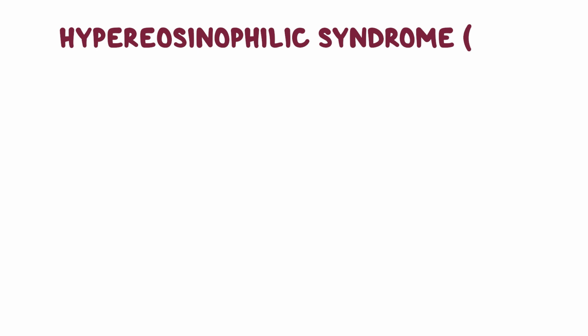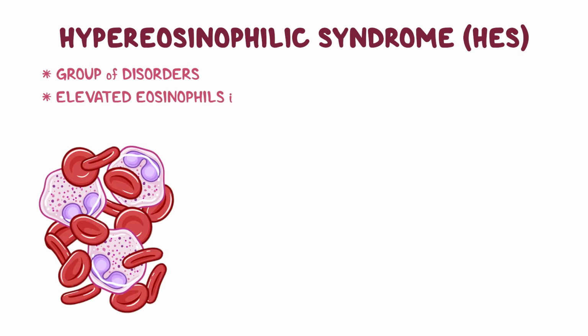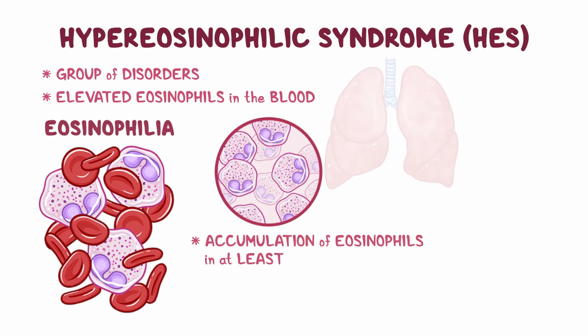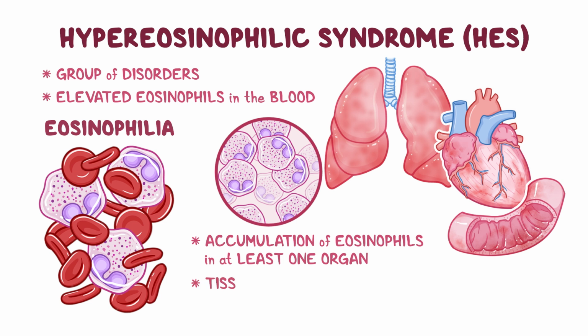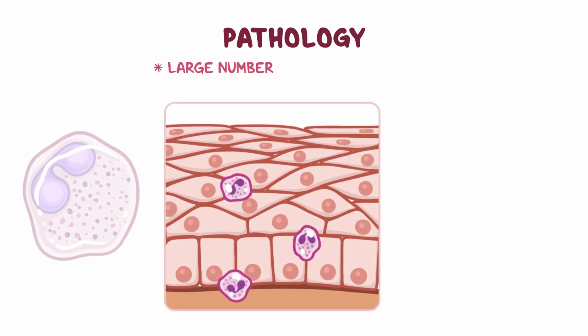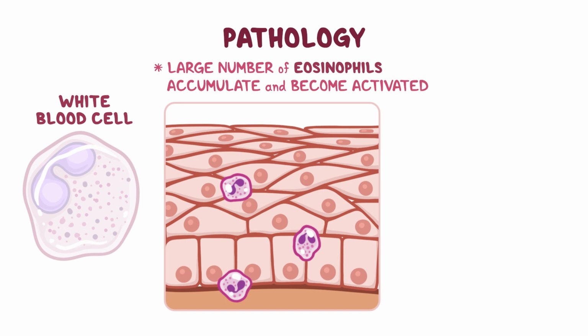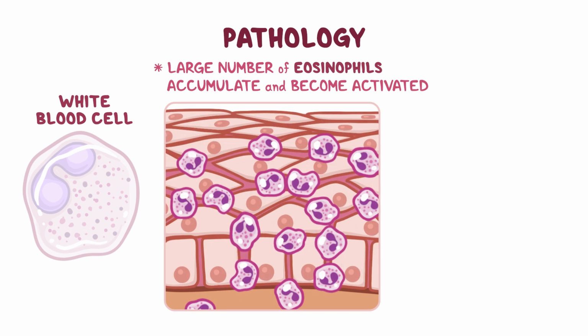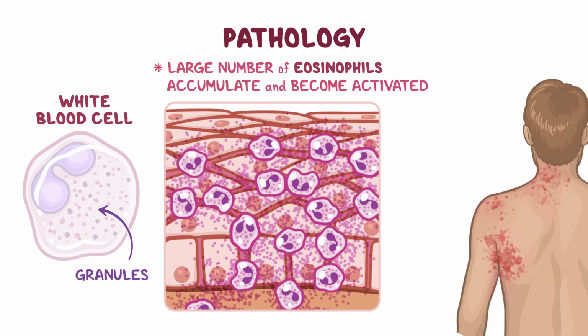Hypereosinophilic syndrome, or HES, is a group of disorders that are characterized by elevated levels of eosinophils in the blood, called eosinophilia, as well as accumulation of eosinophils in at least one organ in association with tissue damage and dysfunction. In HES, large numbers of eosinophils, a type of white blood cells, accumulate and become activated, releasing excess amounts of their cellular constituents, most notably their granules, which instead of being helpful are toxic to a variety of tissues, resulting in organ dysfunction.